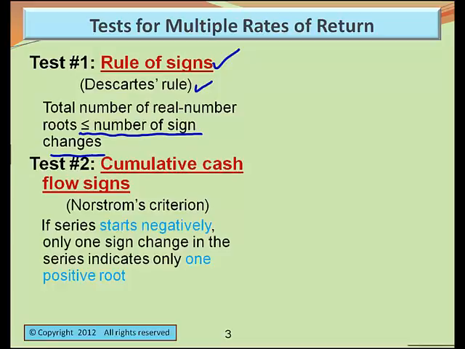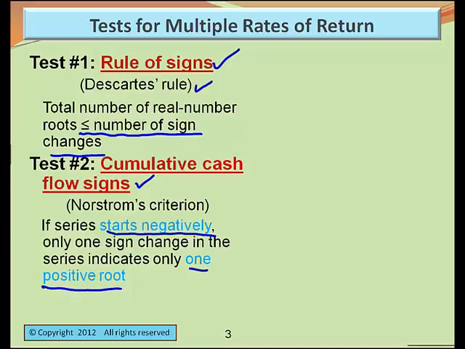This puts a max on the situation in that it determines the maximum number of real number roots that may exist. The second test, which is slightly more definitive, is termed the cumulative cash flow sign test. It is also known as Norstrom's criterion. It uses the number of sign changes in the cumulative series to determine if there is one unique positive I* value. If the cumulative series starts with a negative cash flow and has only one sign change, then there is only one positive I* value that can be found. However, there may be other roots to the equation.